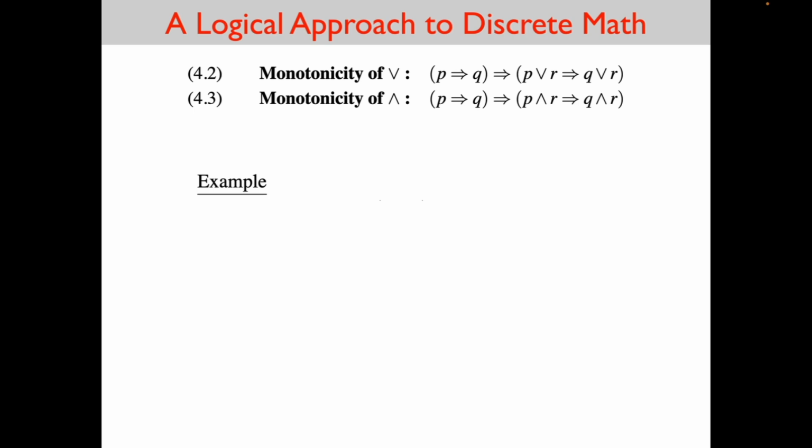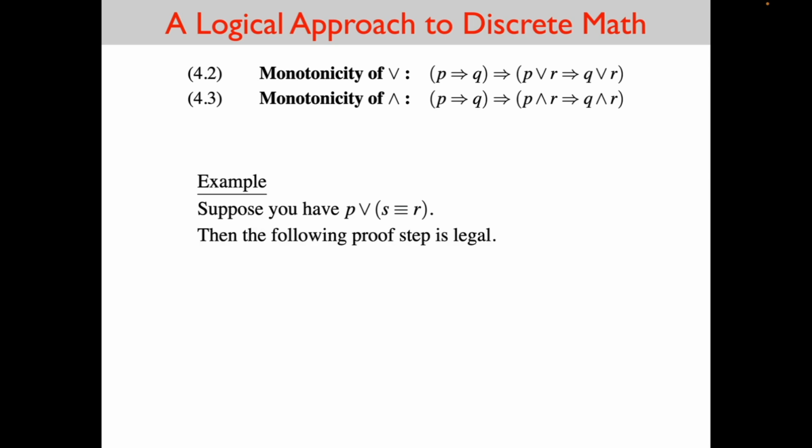All right, now here's another example. This time we're going to do monotonicity of or. Suppose you have P or another expression, in this case (S equals R). Then the following proof step is legal. So here we are, we have done a number of steps in our proof, and in the middle of our proof we have this expression, P or (S equals R).